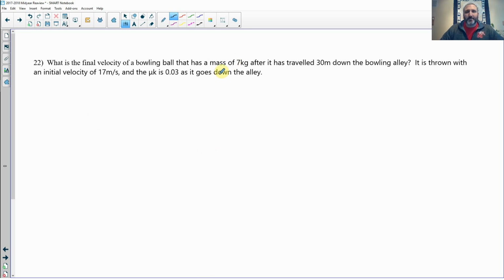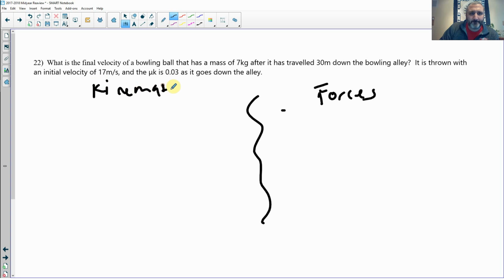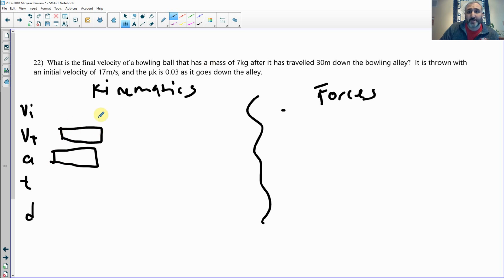What is the final velocity of a bowling ball that has a mass of 7 kgs after it's traveled 30 meters down the bowling alley? Its initial velocity is 17 meters per second, and the mu is 0.3. This is another one of those forces and kinematics. So the VI, VF, A, T, D, to give you a hint, we need to figure out the acceleration, and then we need to figure out the final velocity. We know the initial velocity is 17, and we are looking at the displacement of 30.